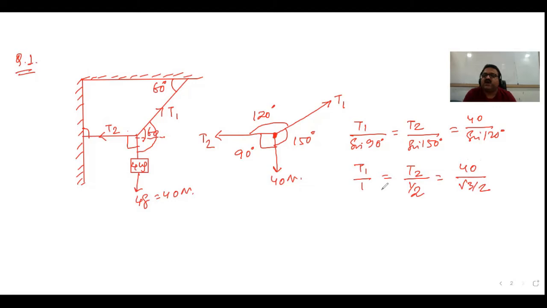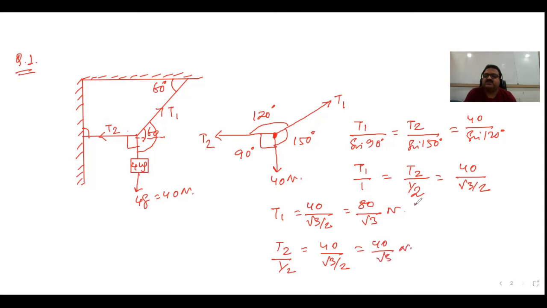So we can write T1 is equal to 40 by root 3 by 2, that is 80 by root 3 Newton. And T2 is equal to what? T2 by half is equal to 40 by root 3 by 2. If I simplify this, the 2 gets cancelled. It is 40 by root 3 Newton. This is the answer. It is so easy.